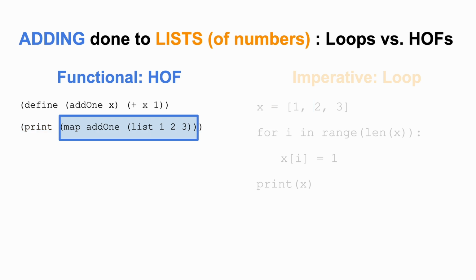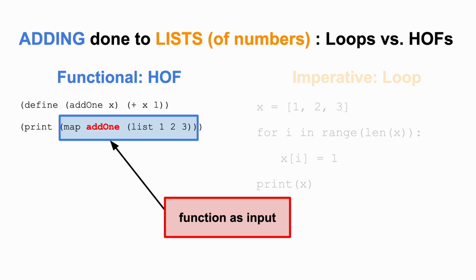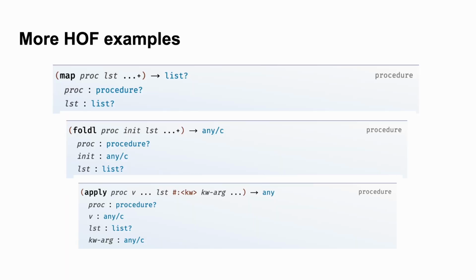Focusing on the map function call, we see that we are passing in our add1 function as an input to map. As we said, a function that takes in functions as input or output is a higher order function, so this means that map is a higher order function. Higher order functions are a key concept in functional programming. Here are some more examples from the Racket documentation. Notice that each of these functions takes a procedure, which is a synonym for function, as input. That makes them higher order functions.